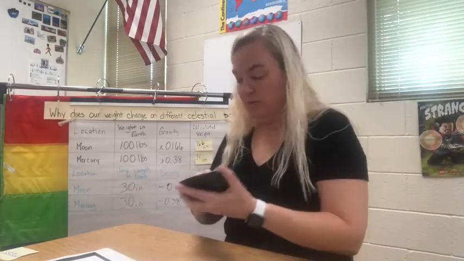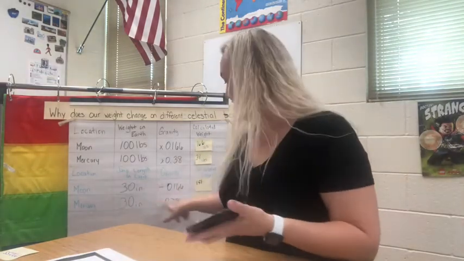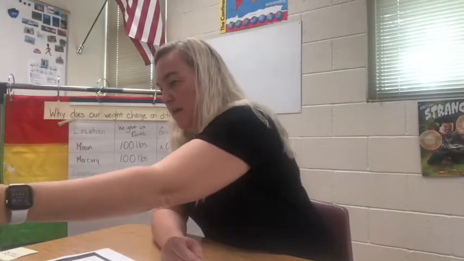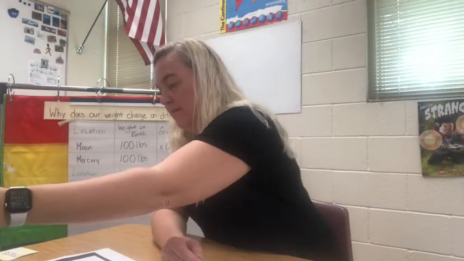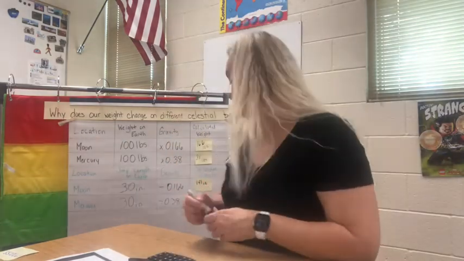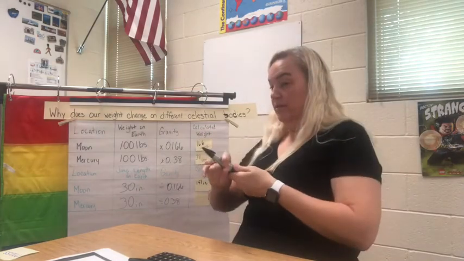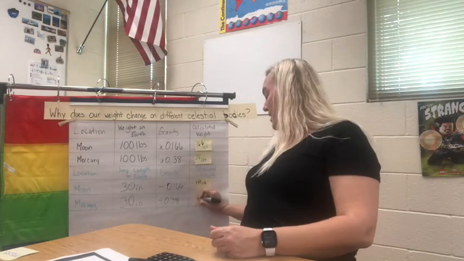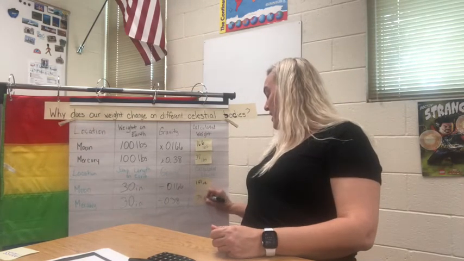Now if I do the next one, again, same thing, 30 divided by, this time 0.38 for Mercury. What's my number now? 78.9. So what would I round that to? 78.9, I would round it up to 79 inches.